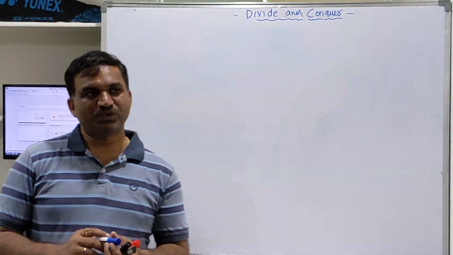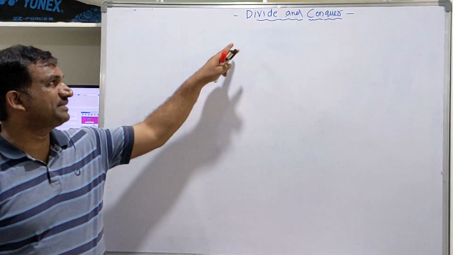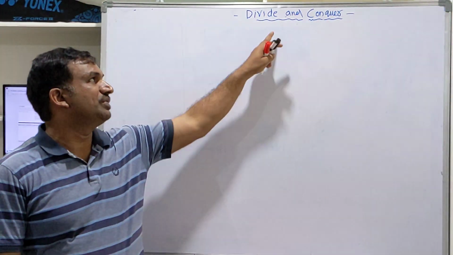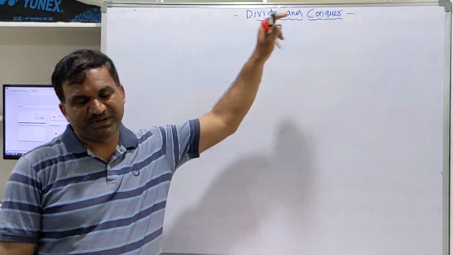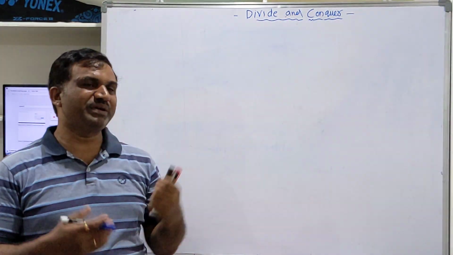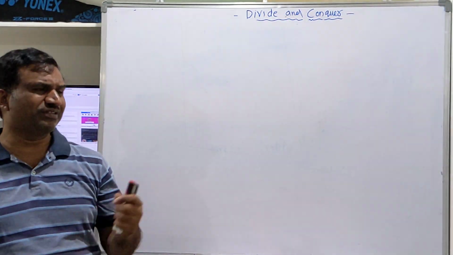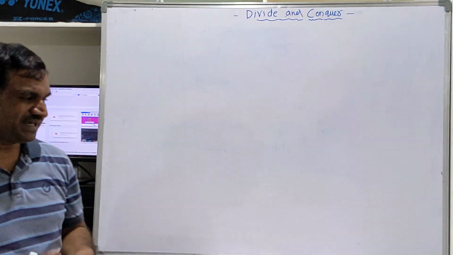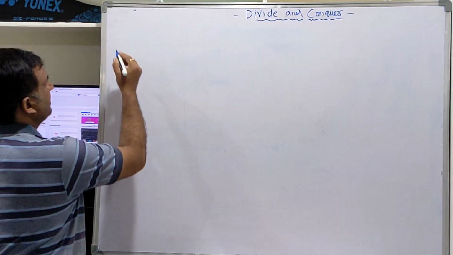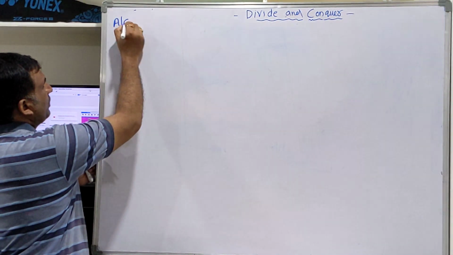Algorithm MaxMin. So what do you mean by MaxMin? MaxMin is an algorithm which is solved using the divide and conquer approach. In the previous session we discussed what divide and conquer is in general and what the examples are. One of the examples is MaxMin. So let us start writing algorithm MaxMin using the divide and conquer approach.